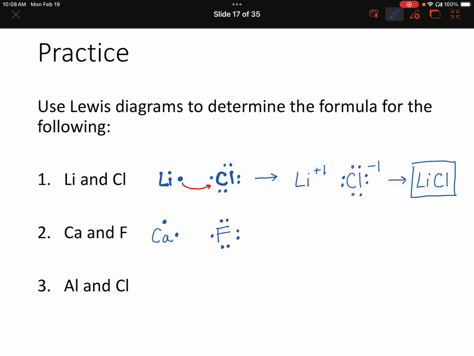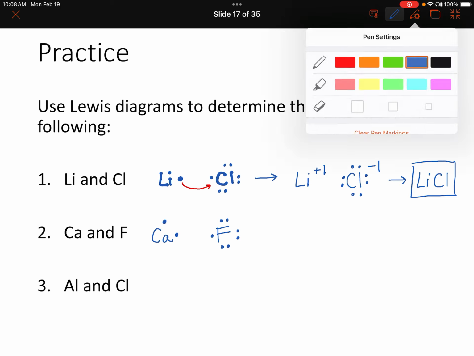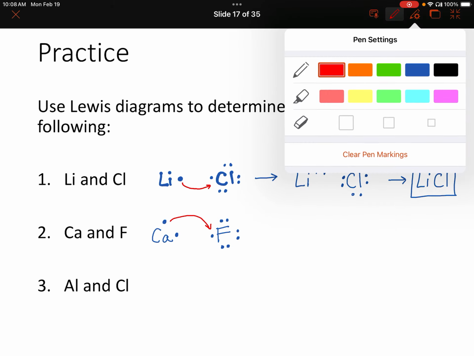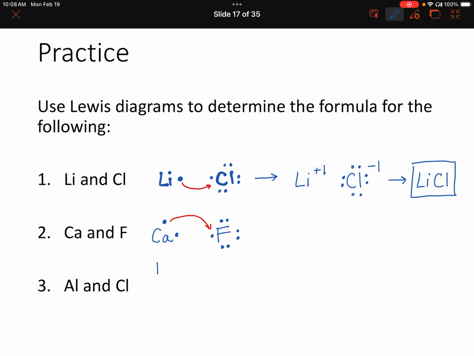Okay, so initially it looks like calcium could give one of its electrons to this fluorine so that it will have 8 electrons. But it can't give fluorine that second electron, right? That would be too many. That would be more than 8. So what we could do is draw another fluorine here with 7 valence electrons. And I'm going to just put the lone electron on the top. And calcium could give its second electron to that second fluorine.